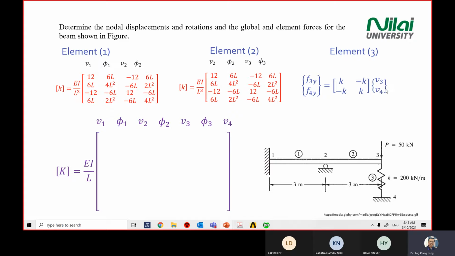Although you look at element 3, there is... So if you look at all the parameters in the elements, for element 1 you have V1, rotation 1, V2, rotation 2. Element 2 you have V2, rotation 2, V3 and rotation 3. And for the spring you have vertical displacement 3 and 4. So if you count the unknown or free degrees of freedom, you count 1, 2, 3, 4, 5. This one repeated just now. V2, 1, 2, 3, 4, 5, 6. V3 repeated, and V4. You have 7 degrees of freedom. So you have 1, 2, 3, 4, 5, 6, 7. Any question for the row and column for the matrix?